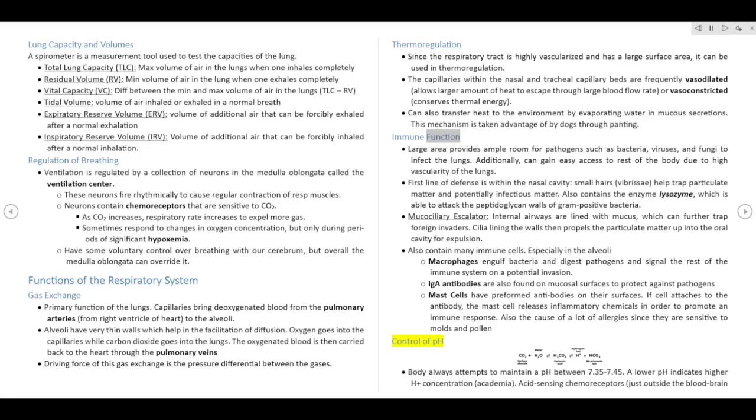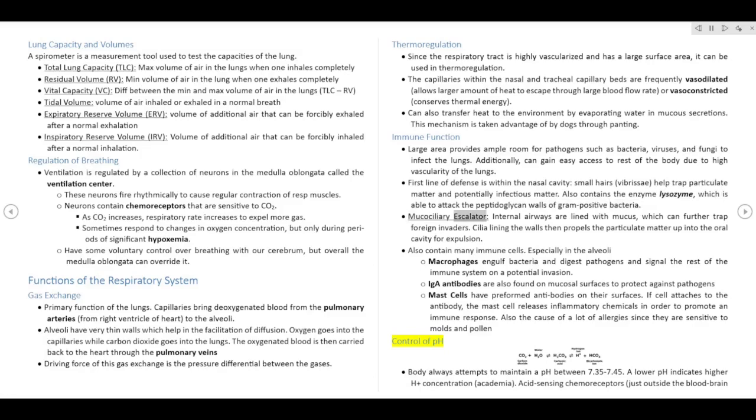Immune function. Large area provides ample room for pathogens such as bacteria, viruses, and fungi to infect the lungs. Additionally, they can gain easy access to the rest of the body due to high vascularity of the lungs. First line of defense is within the nasal cavity. Small hairs, vibrissae, help trap particulate matter and potentially infectious matter. Also contains the enzyme lysozyme, which is able to attack the peptidoglycan walls of gram-positive bacteria.